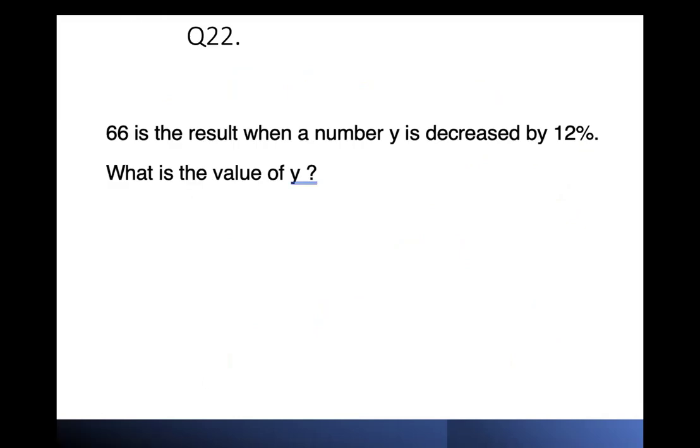66 is the result of when a number y is decreased by 12%. What is the value? Once again, I told you how I interpret these problems, and I think it's very important you adopt your own. I'm going to write the expression like that. The 66 will happen as the result when a specific number, y, is decreased by 12%. So 66 is the result of what? When I multiply 0.88 times y, it will give me 66. And that's the way I'll write my equation.